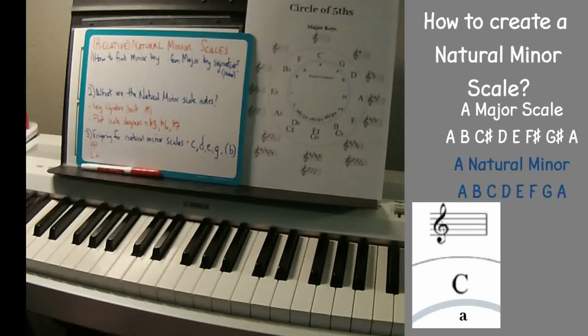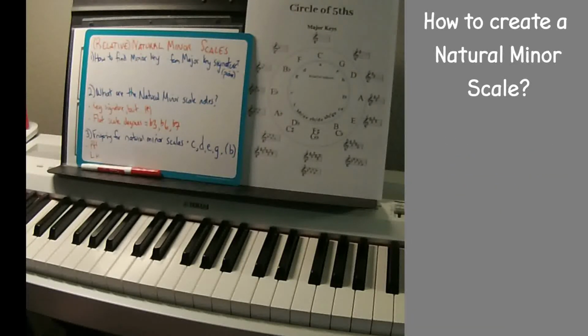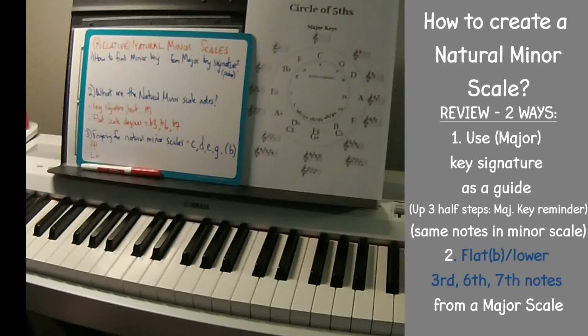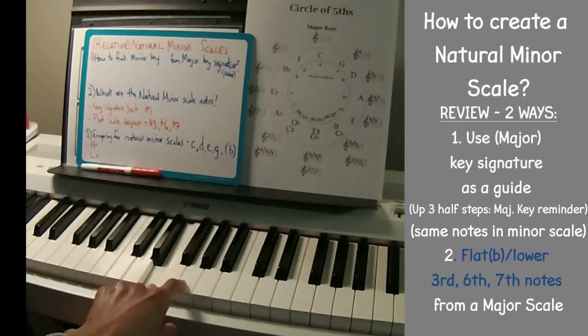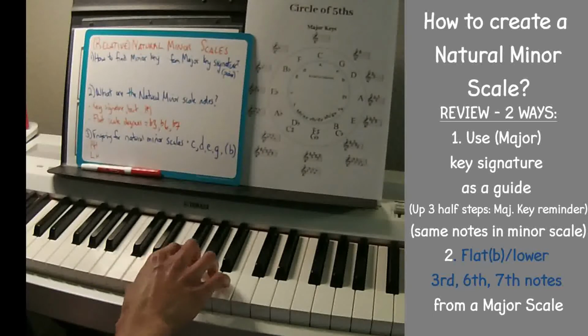Okay, so that is 2 ways to find a natural minor scale. You would use your key signature as a guide, and then you would play starting from the note you want and use that major key signature. So in our example, we started on E. We're going to use the G major key signature, or 1 sharp, and those are the notes you would play.